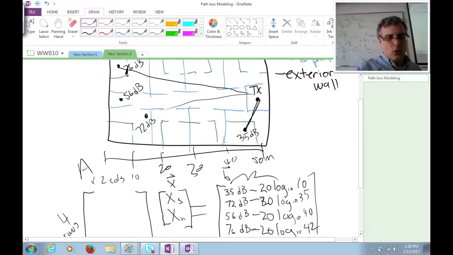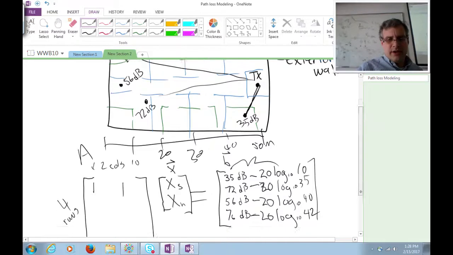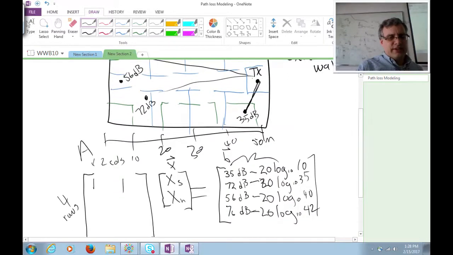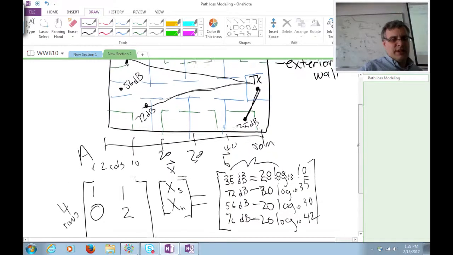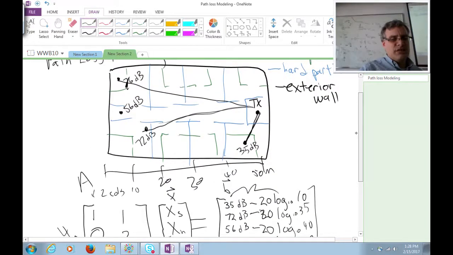This one goes through 1 soft partition at 35 dB, so I'm just going to put a 1 there. How many hard partitions does it go through? It looks like 1. Yeah, you got it. So then through here, looks like it might go through 2, so I'm just going to put 2 hard partitions down there for the second point, and 0 soft partitions for that 72 dB point. And I got the 56 dB one.